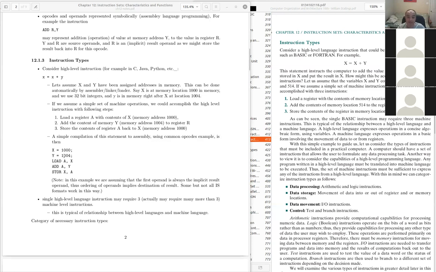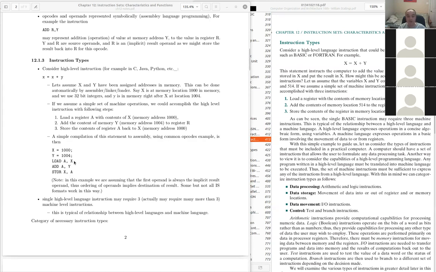You could do this addition by first loading the value from X into A. This is often the format for two address instruction sets, if I remember right. You put the target for the first one, and you put the source operand for the second one.